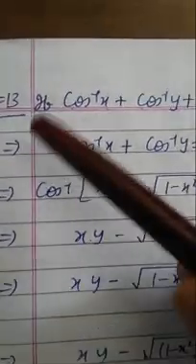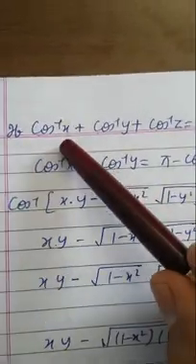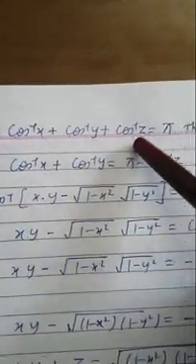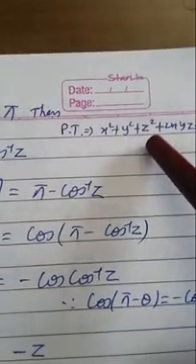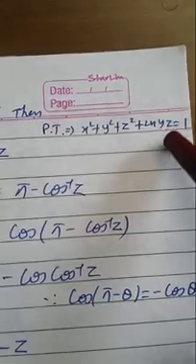Now we move on to the next question. This is question number 13. If cos inverse x plus cos inverse y plus cos inverse z is equal to pi, then prove that x square plus y square plus z square plus 2xyz is equal to 1.